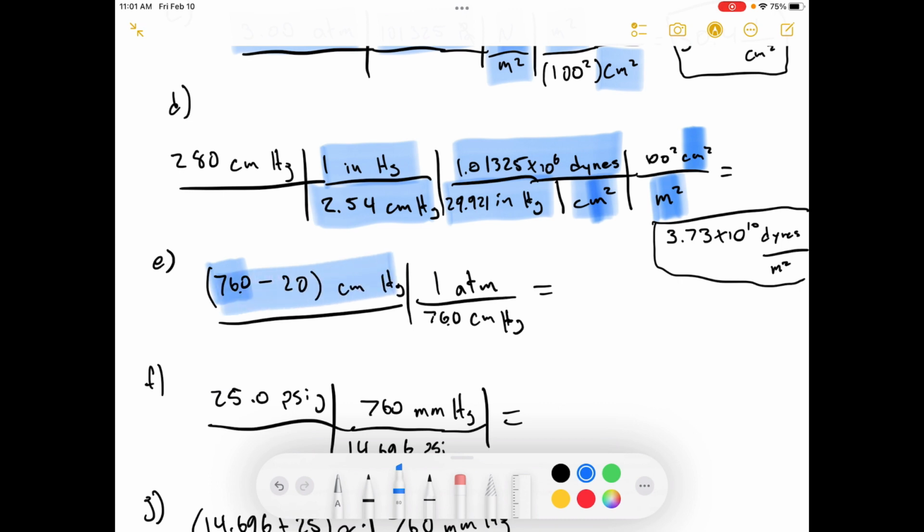You do 76 minus 20, and then you just convert that into atmospheres. So there are 76 centimeters of mercury in 1 atmosphere. You finish the conversion. Hopefully you see how that works, where you've got a vessel. Inside the vessel, it's 20 less than what's outside the vessel.